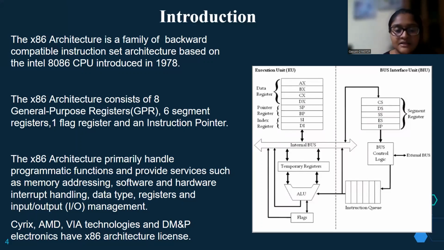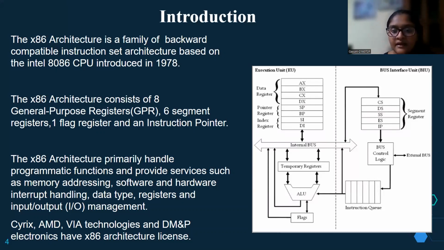The architecture consists of 8 general purpose registers, 6 segment registers, 1 flag register, and an instruction pointer. Handling programmatic function is the main function of the architecture. It also provides services such as memory addressing, software and hardware interrupt handling, and input-output management. Companies like Intel, Cyrix, AMD have adopted this design, but only a few companies like Cyrix, AMD, Wire Technologies have the license of this. As of June 2022, most of the computers sold are based on this architecture.